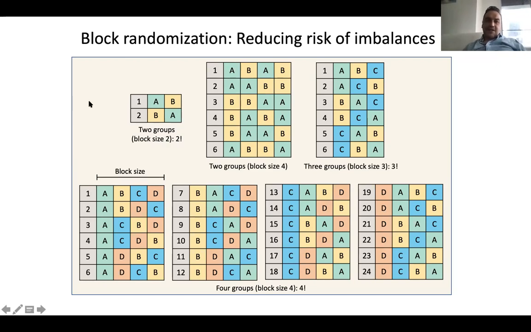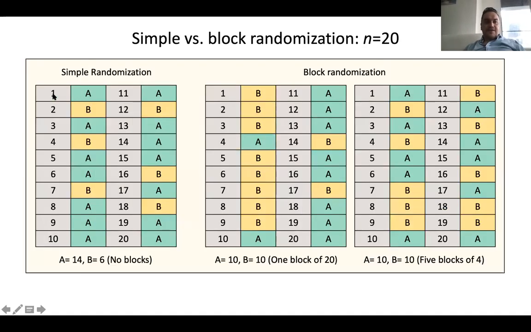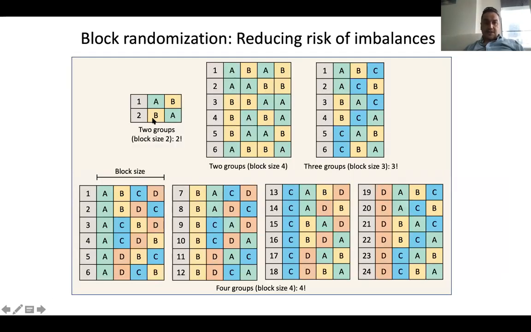Because imagine, let me go back to this. Imagine that the first patient is allocated to A, the second patient is allocated to B. So if it's a fixed block size of 2, I know that the next patient is going to be A. So it's very easy to guess the next allocation, which is a problem, right? And this is why it's not used. You will never see a block size of 2, right?